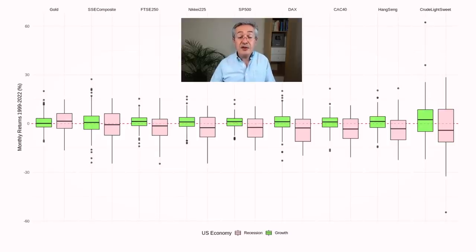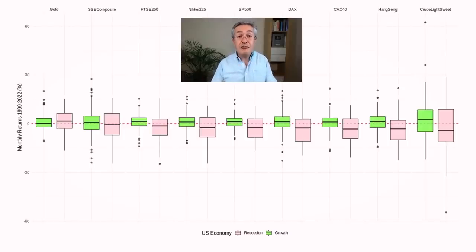Well, it turns out that if you do that analysis, and I've done the same shading here, but for multiple asset types and multiple indices. So I've got gold here on the far left, Chinese equities, so that's the Shanghai Stock Exchange Composite Index. I've got the FTSE 250 in the UK, the Nikkei 225 in Japan, the S&P 500 again, but also the German DAX, the French CAC 40, the Hong Kong Hang Seng Index, and oil. And notice that the median return is significantly different for all of these indices. So that's why US growth is so important for the rest of the world. When the US enters recession, it can drag down all risky assets across the world.